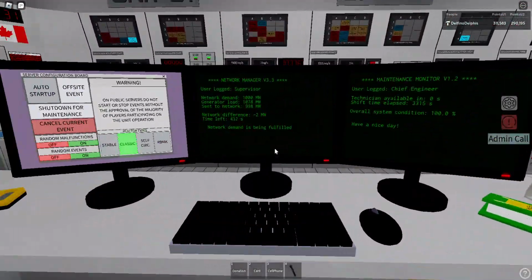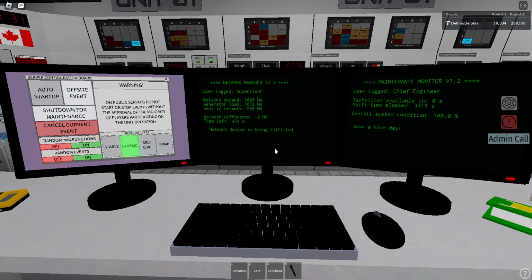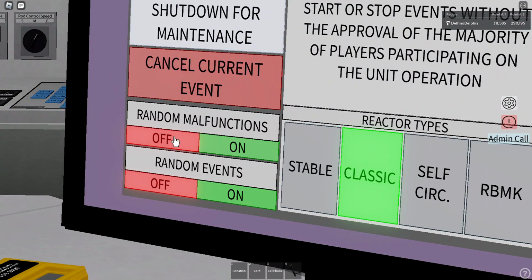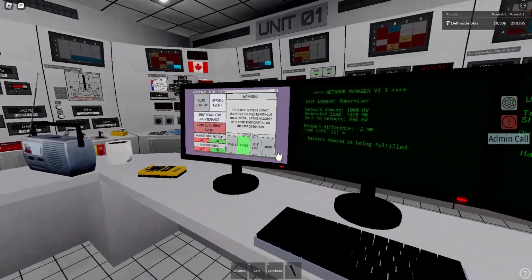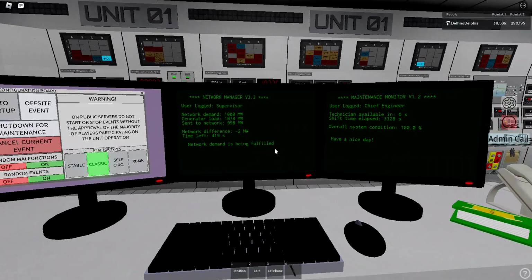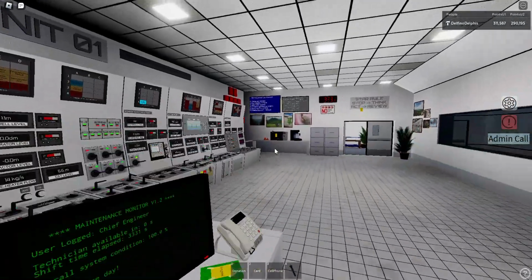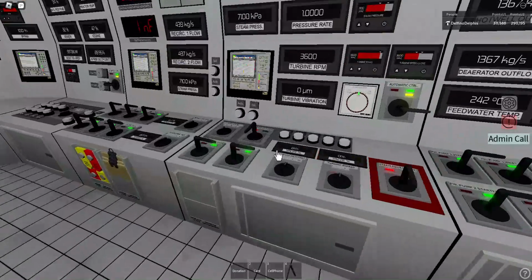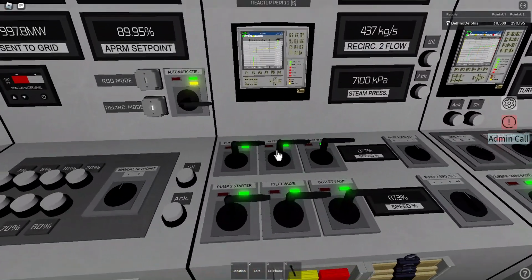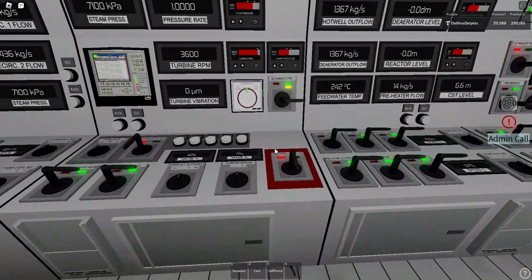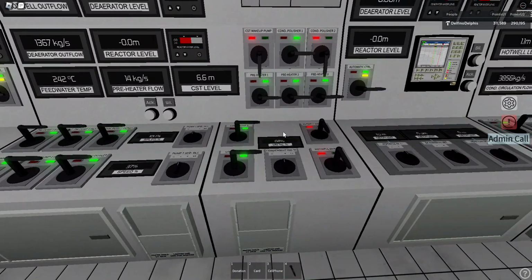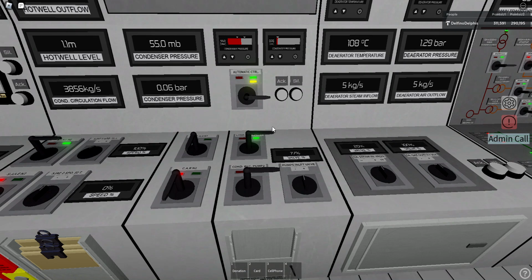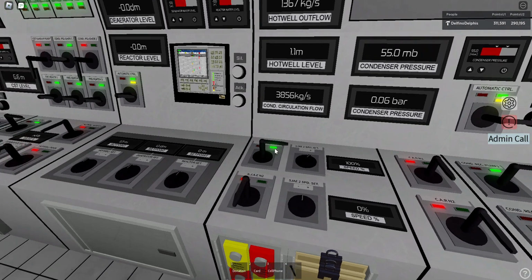So now just a few more things about malfunctions. By default they are on. I just disabled them for the sake of this manual. So several devices can break down. What actually can break down? Recirculation pumps, feedwater pumps, condensate pumps, preheaters, condenser recirculation pumps, and steam jet air ejectors.